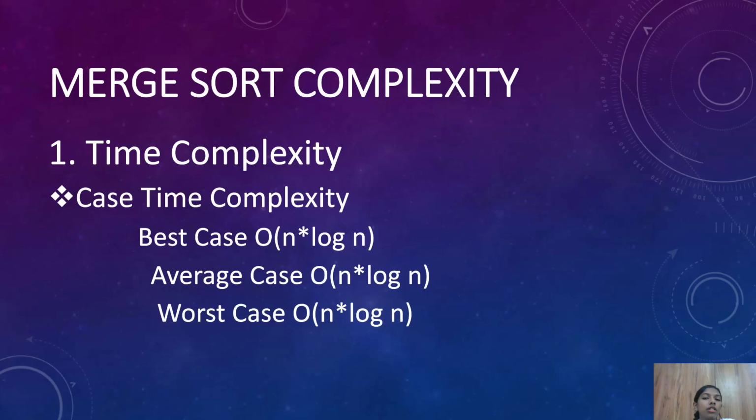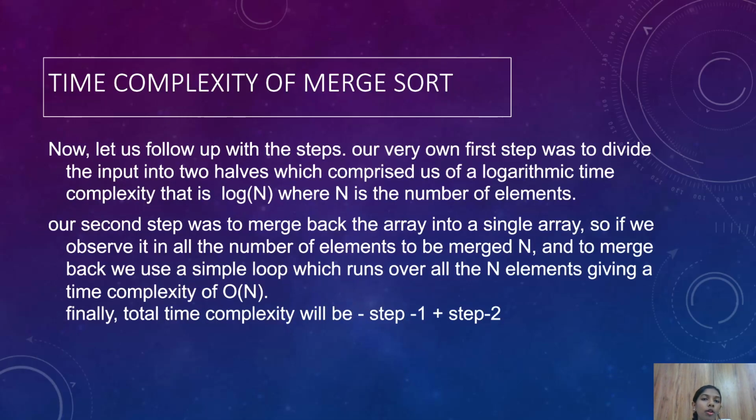Let's see about the merge sort complexity. The merge sort complexity has time complexity. Case time complexity has best case, which is theta, average case, which is theta, and worst case, which is omega. Time complexity of merge sort. Now let us follow up the steps.